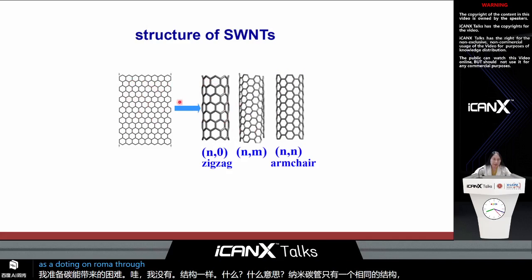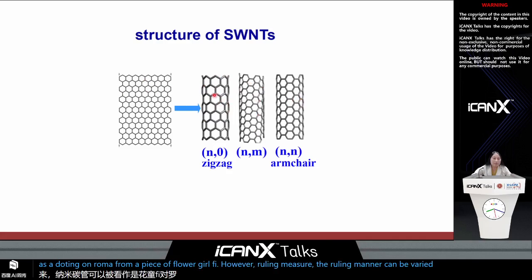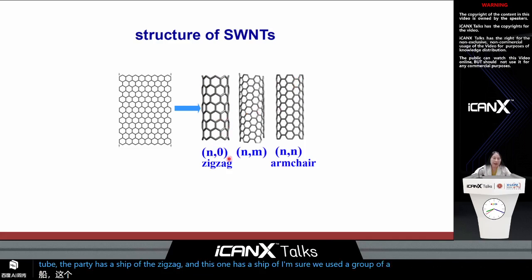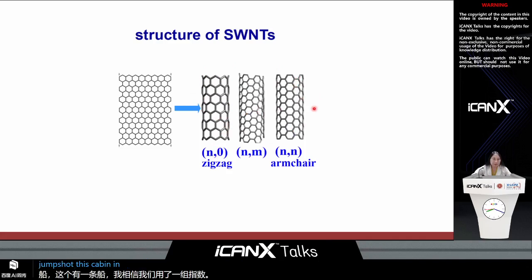However, the rolling manner can be very different. For example, this tube, the inner part has the shape of a zigzag. This one has the shape of an armchair. We use a pair of indices N and M to describe the structure of these carbon nanotubes. See how it works.